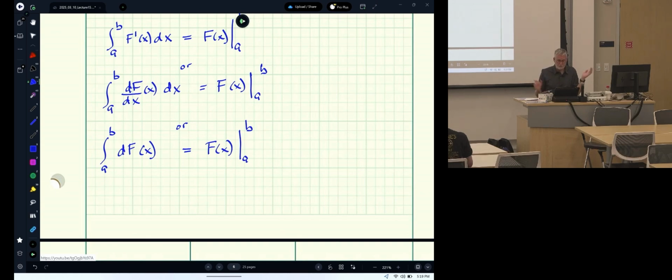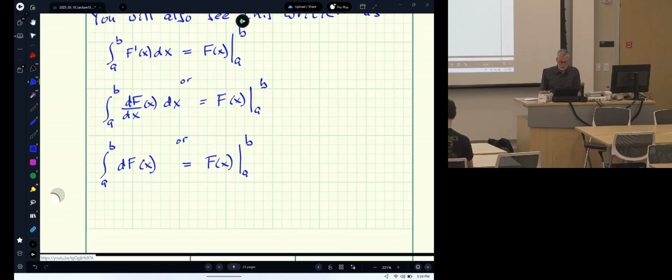Okay. They all mean the same thing. They're all saying integration inverts differentiation. First fundamental theorem, differentiation inverts integration. So they're inverse processes.